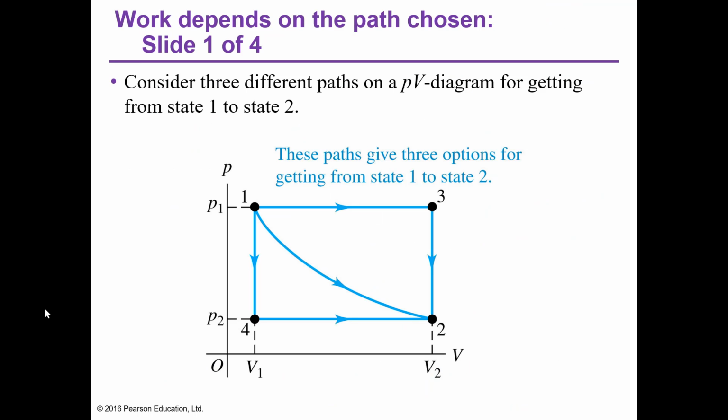Okay, work depends on the path chosen. So, magdepende kung unsa kadako ang work done sa imo ang system, magdepende siya kung asa ka moagi sa imong path. Say for example, we have 4 states here. I have state 1, this is my state 1, my state 2, state 3, and state 4 for example.